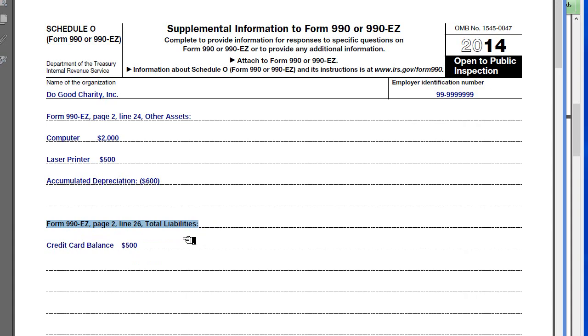And then also for the liabilities, here we go, Form 990EZ, page 2, line 26, liabilities, and there we have our credit card balance. So that is the description that we need on Schedule O.